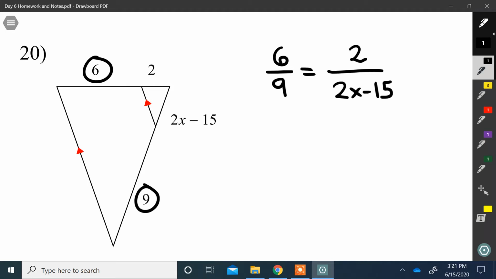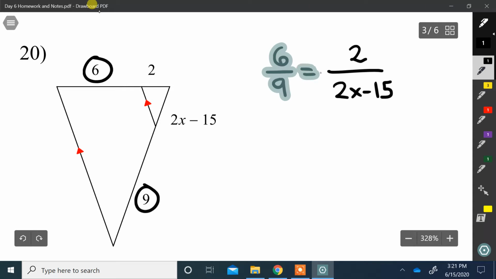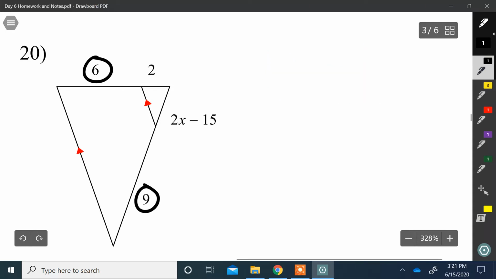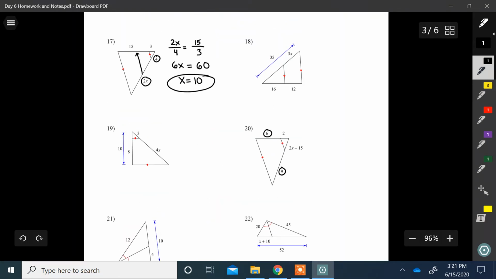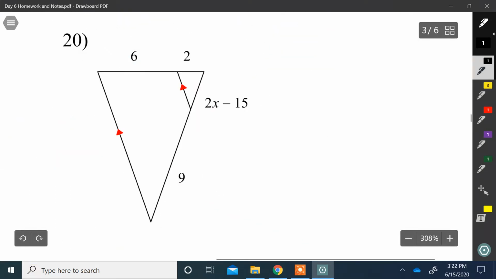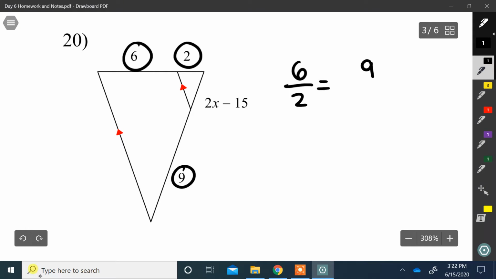Actually, I did that wrong. Let me go back. Although this should actually work, but I don't want to confuse you though. 6 over 2, if you're not already confused, then it's equal to 9 over this right here, 2x minus 15.